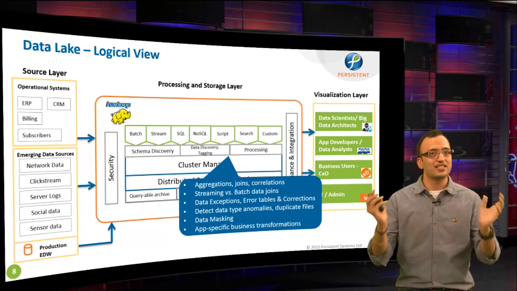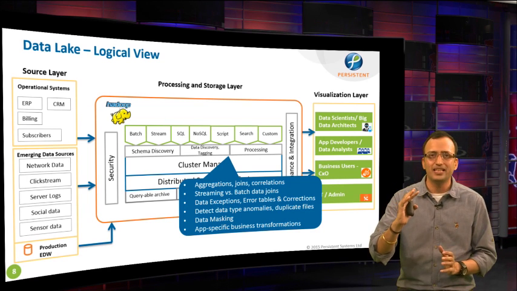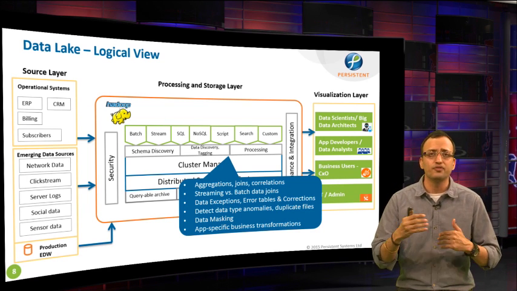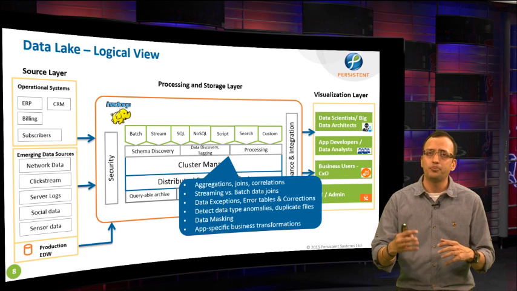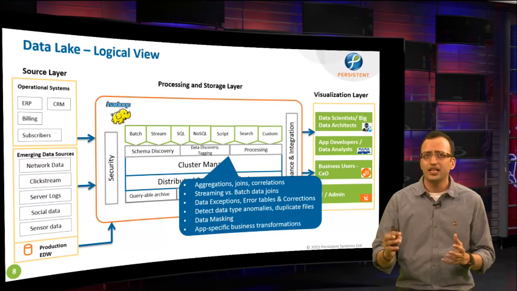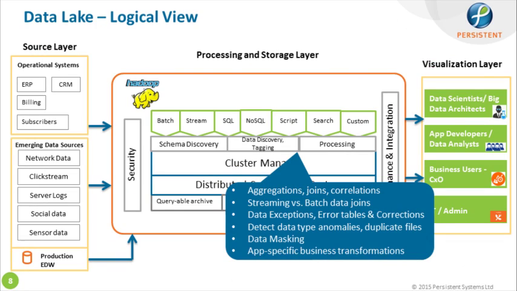Second is my processing module. The processing module is typically ETL plus all sorts of processing we used to do on our data in typical warehouse projects, like aggregation, joins, deduping, correlation. We can also think about data exceptions. If my data is not clean, I have to correct the data and apply some error checks on top of that. I also do some data masking so that data is not available to users who are not authorized to see it. And I can do app-specific business transformation as well.